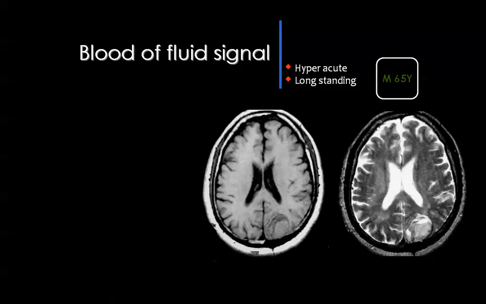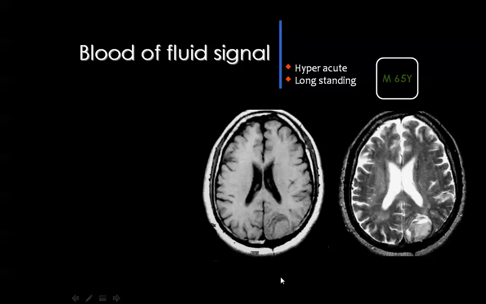Then the problem of the hyperacute blood and the long-standing, very old blood. Both these two types of bleeding will appear like fluid. Blood of fluid signal. The fluid will appear dark in the T1 and bright in the T2. And this is a special signal for the hematoma, which is hyperacute in the first 6 hours of the insult, and the very old, long-standing hematoma.